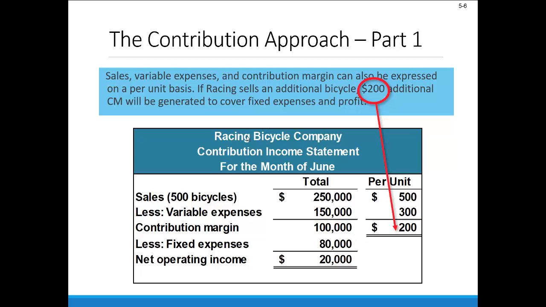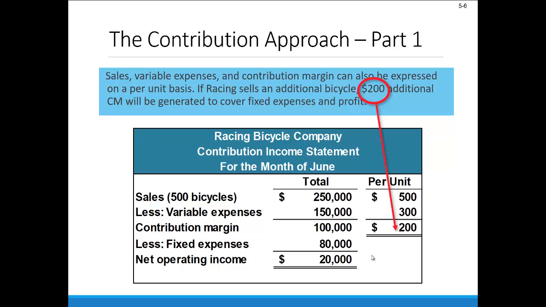So let's take a quick example here, Racing Bike Company. Let's say they've got on their contribution format income statement the numbers we show here. So they're selling 500 bikes at $500 per bike for a total of $250,000. They've got variable expenses per bike, so the cost of the bike frames, the tires, the wheels, whatever, $300 per bike. So a total of $150,000 across 500 bikes. And that leaves them with contribution margin of $100,000 total, or $200 per bike. Then they've got fixed expenses of $80,000 total, and right now they've got net operating income, or at least in this most recent period, of $20,000.